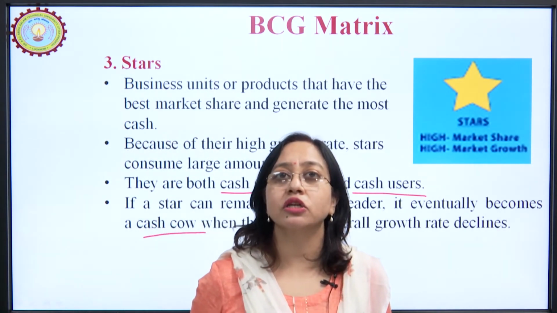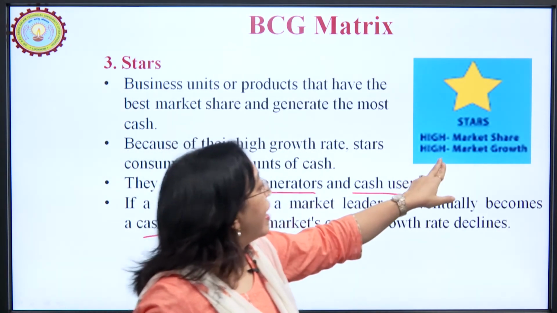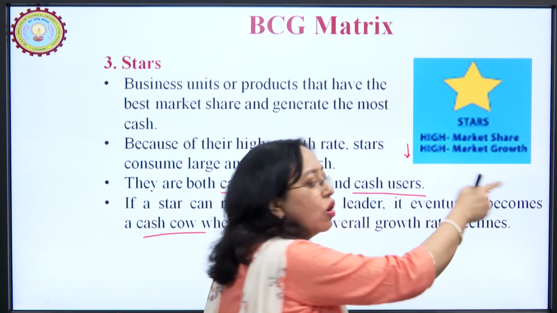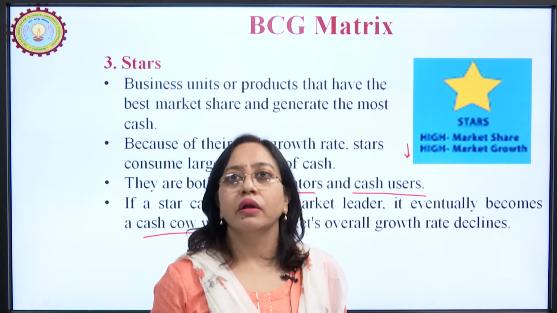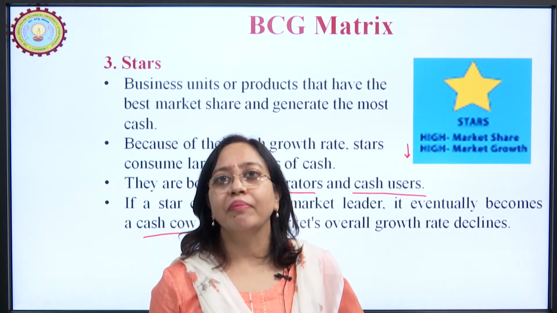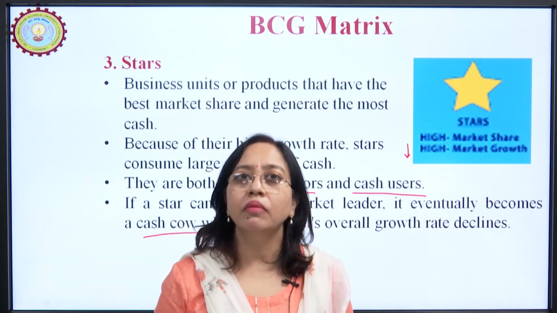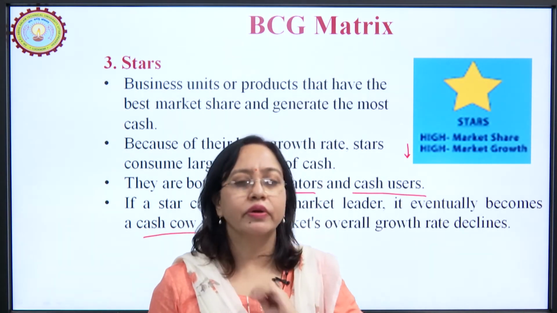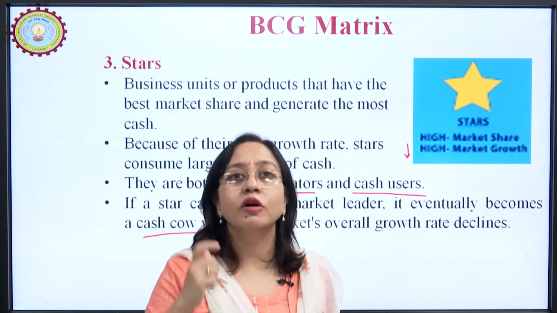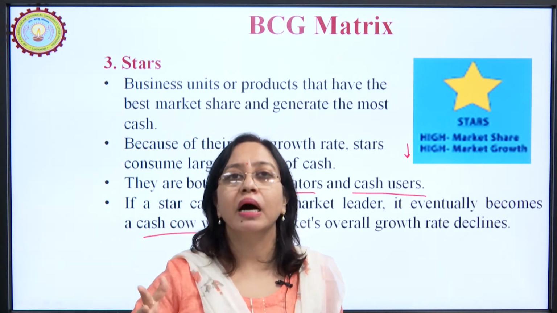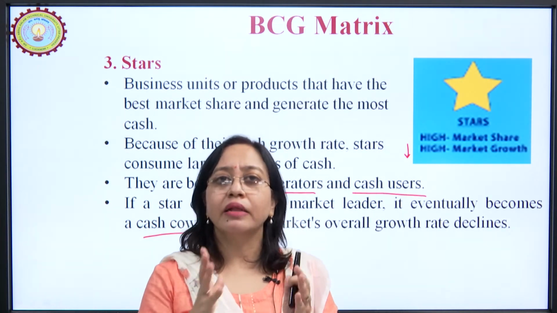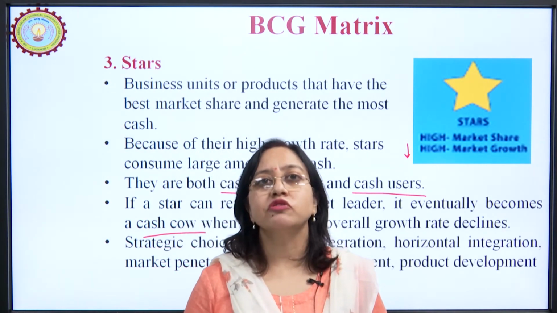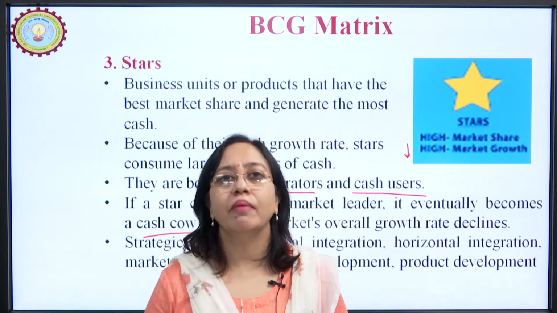It can become a cash cow, because what will happen when the growth goes down from high to low, the market growth will go down, then it will become a cash cow instead of a star, because once the market growth rate declines, then there will not be so much hectic activity involved in the market. So, you will not be requiring that much funds to be invested into this business. And what are the strategic choices available to a manager here?